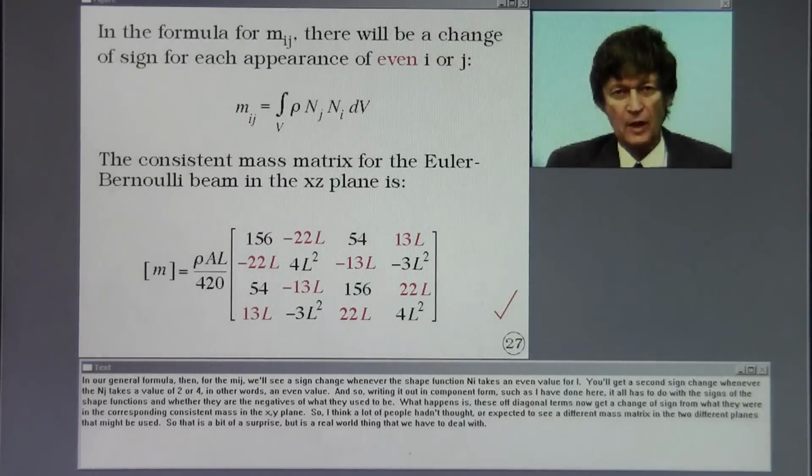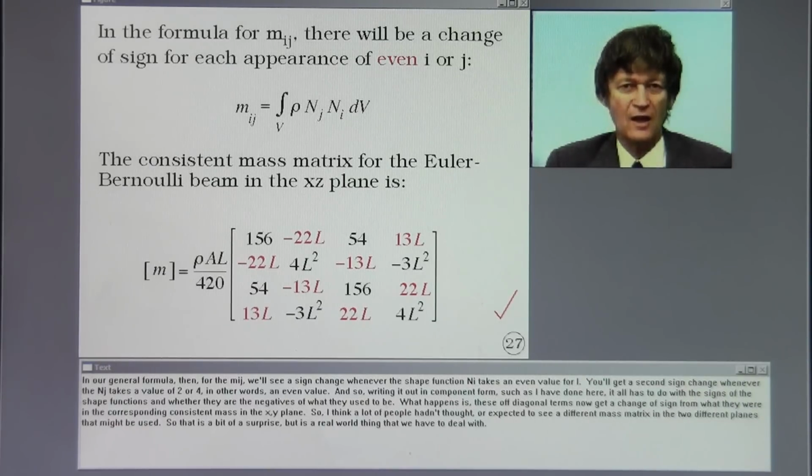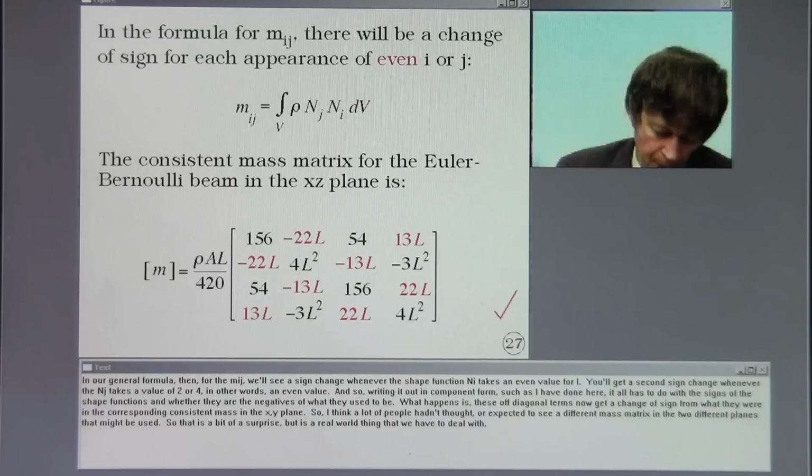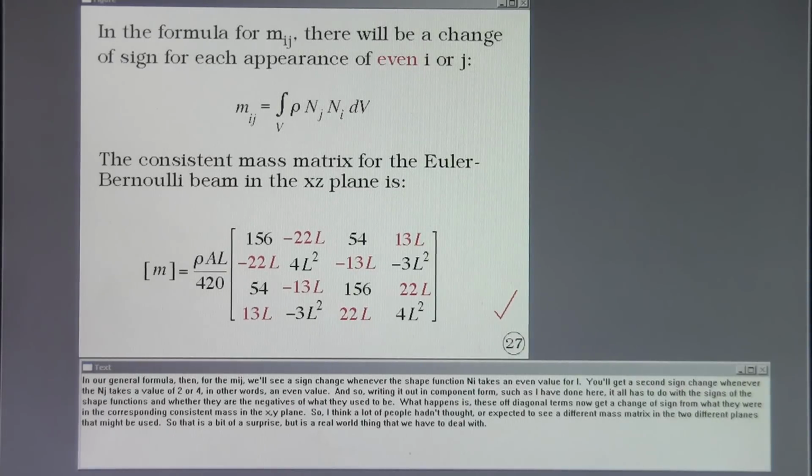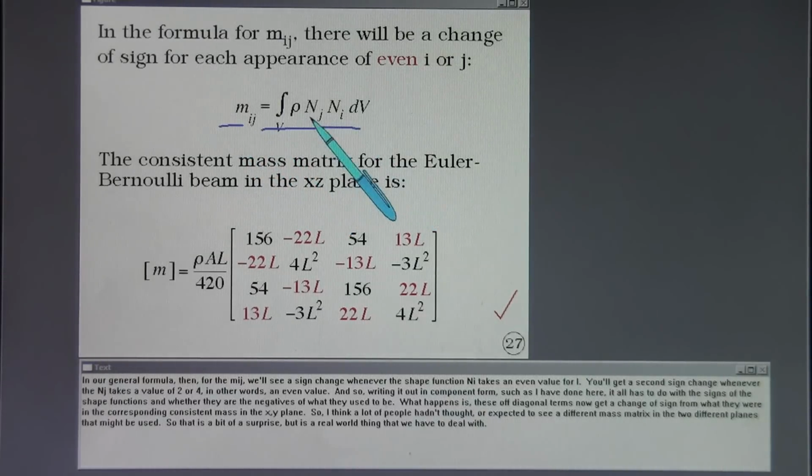In our general formula for the Mij, we'll see a sign change whenever the shape function n sub I takes an even value for I. You'll get a second sign change whenever the nj takes a value of 2 or 4, in other words, an even value. Writing it out in component form, as I've done here, it all has to do with the signs of these shape functions and whether they're the negatives of what they used to be.